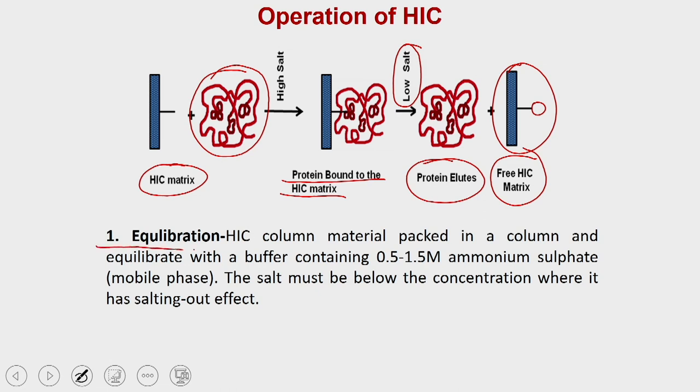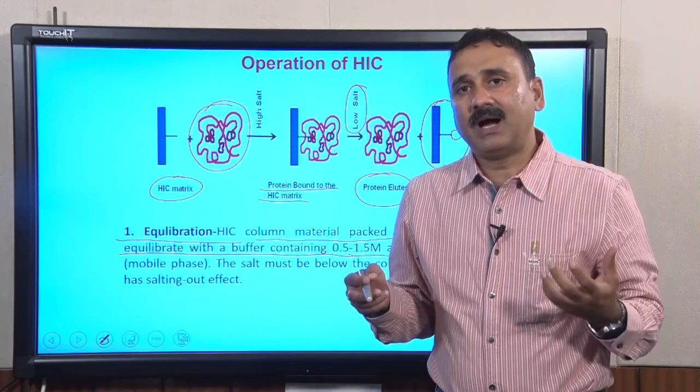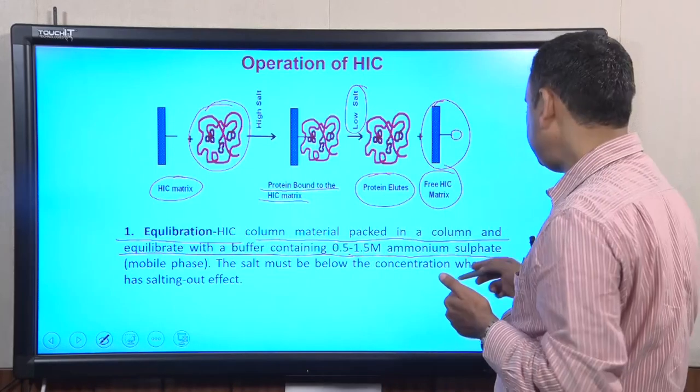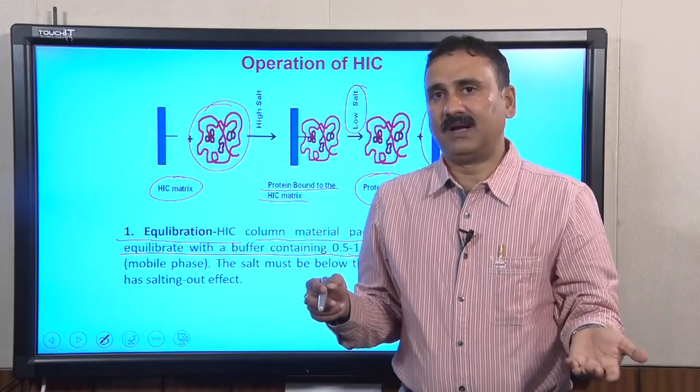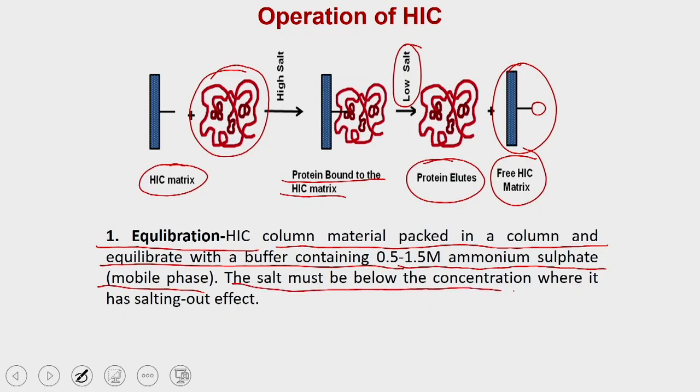In the first step, you do an equilibration. The HIC column matrix is packed in a column and equilibrated with a buffer containing 0.5 to 1.5 molar ammonium sulfate. You can use any salt, but people always prefer to use ammonium sulfate because its ionic strength is very high compared to NaCl or KCl, which people use for other applications. If you use NaCl or KCl, you might have to add a higher concentration of these salts compared to ammonium sulfate. As a mobile phase, the salt must be below the concentration where it has the salting out effect, which means it should not precipitate or aggregate the protein.